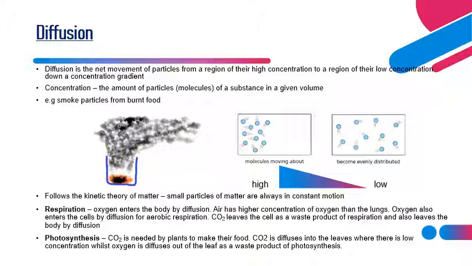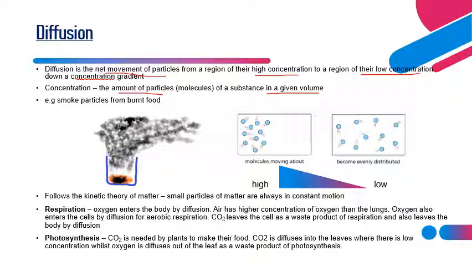Diffusion. Diffusion is the net movement of particles from a region of their high concentration to a region of their low concentration down a concentration gradient. And the word concentration here just means the amount of particles or molecules of a substance in a given volume. For example, the amount of sugar in water in grams per cubic centimeters.